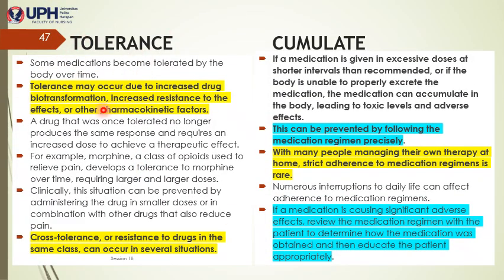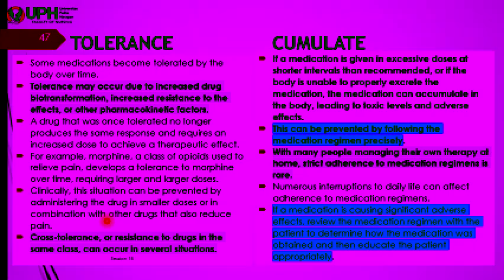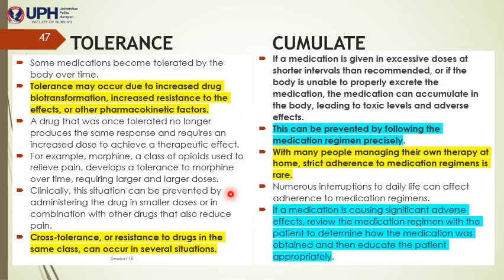Tolerance is how the body becomes tolerant or resistant to the drug because of other pharmacokinetic factors. For example, if we use morphine a lot of times on a person, then the next time we administer it, we need to increase the dosage. Cross tolerance can also happen, because we have a resistance to drugs within the same class, but in several different situations.